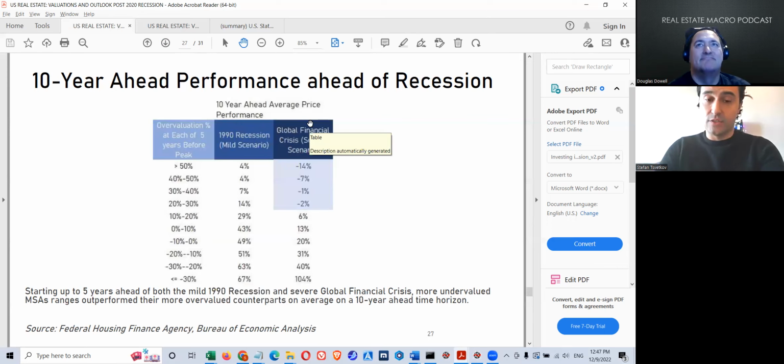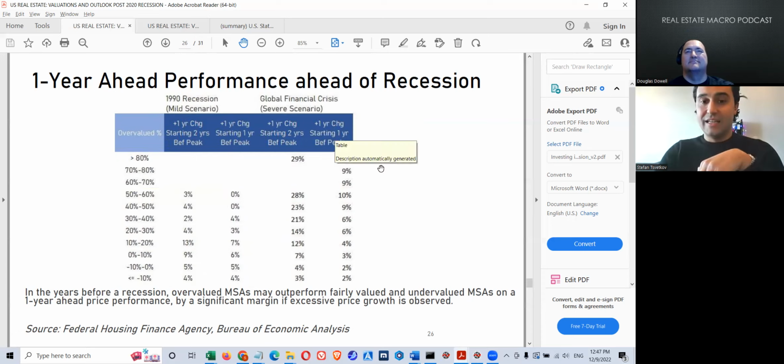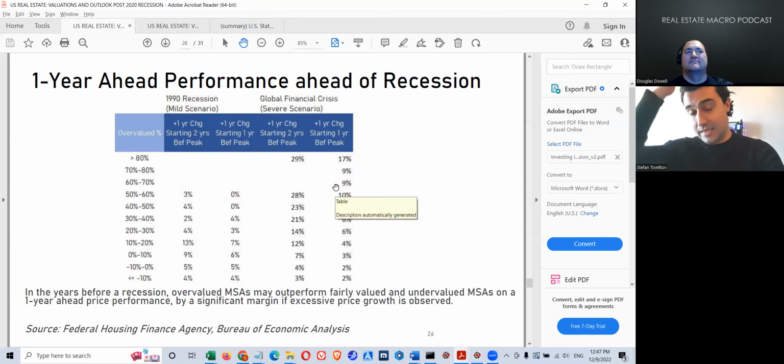Which is very interesting because in the short run, you do outperform. On a 1 year ahead basis, you heavily outperform, as we've seen also this cycle. If you bought the more overvalued markets, on a 1 year ahead basis, you outperform. And that was sometimes the case ahead of the global financial crisis. Now it was the case too.